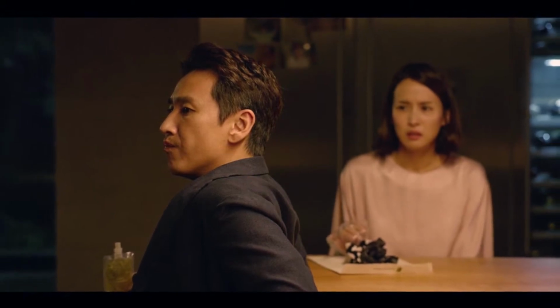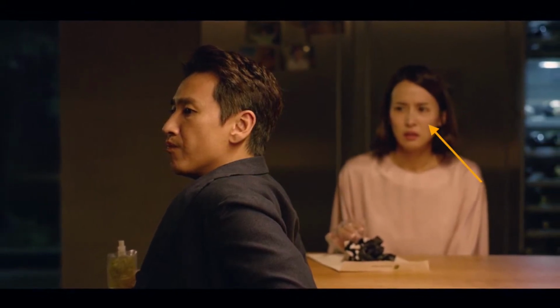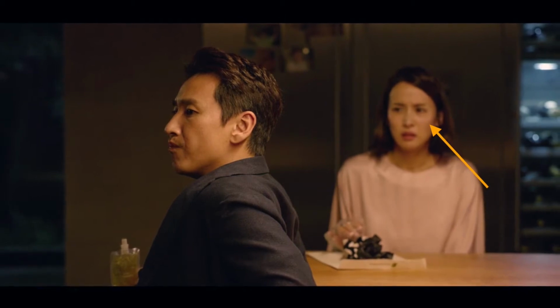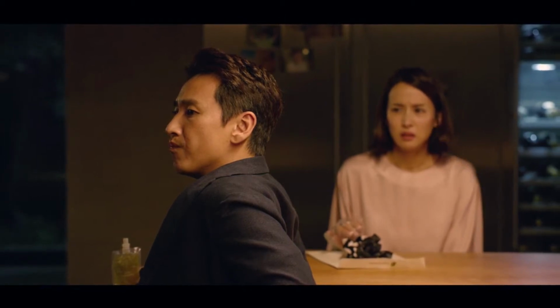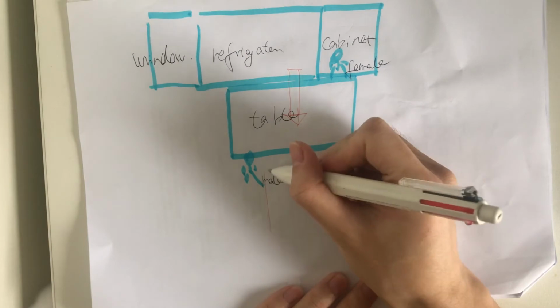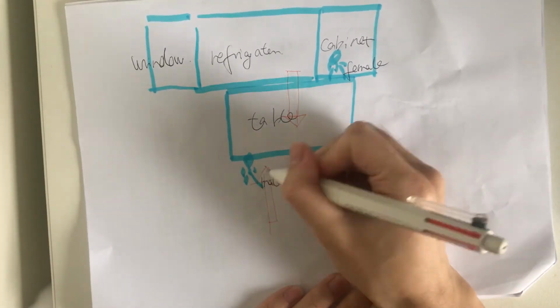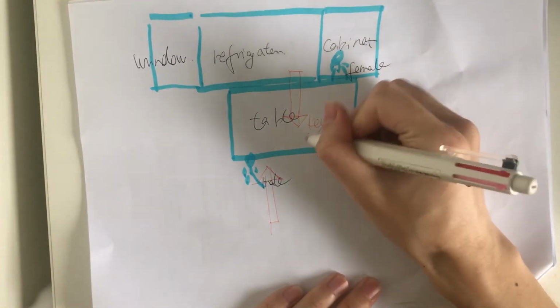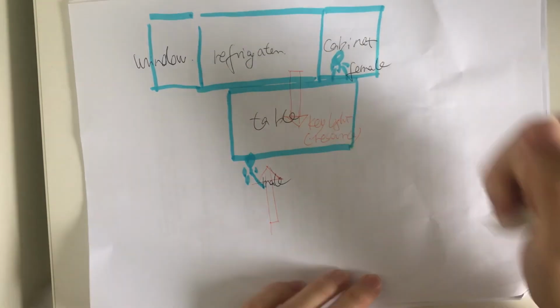I drew another yellow arrow. The same lighting you can see on the female's face. It does not only come from the ceiling. You can see the shadow on the shoulder of the female, so we can confirm that there is another light. Okay, let us see another lighting of this mise-en-scène.